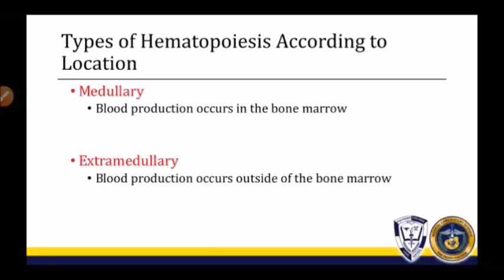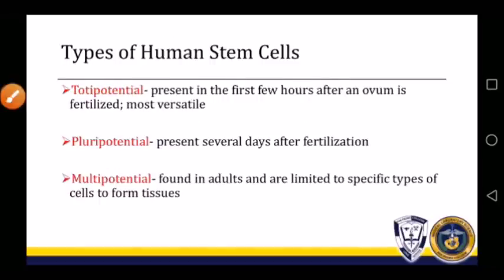However, at some point in our life, naay time na si extramedullary hematopoiesis ang ato ang primary means or primary type of hematopoiesis. But in adults, the primary type gyud of hematopoiesis is the medullary hematopoiesis. Now let's proceed to the different types of human stem cells. We have the totipotential stem cells, pluripotential stem cells, and multipotential stem cells.